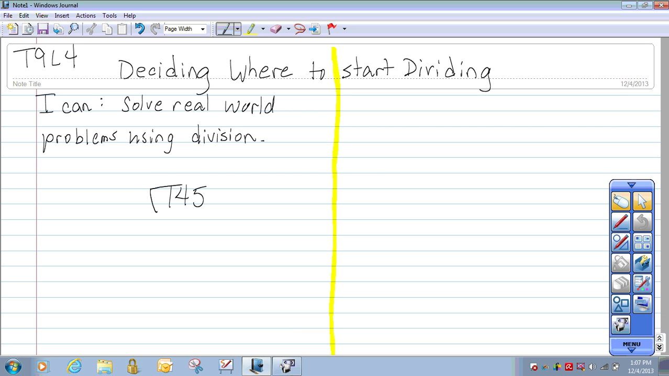145 divided by, let me redo that. It's a little messy there. Let's see if I can do it a little neater. 145 divided by 4. Okay. We have taught that you start with the first digit. You have 3 digits, so you have 3 spaces here for your answer that you need to consider placing a number in.